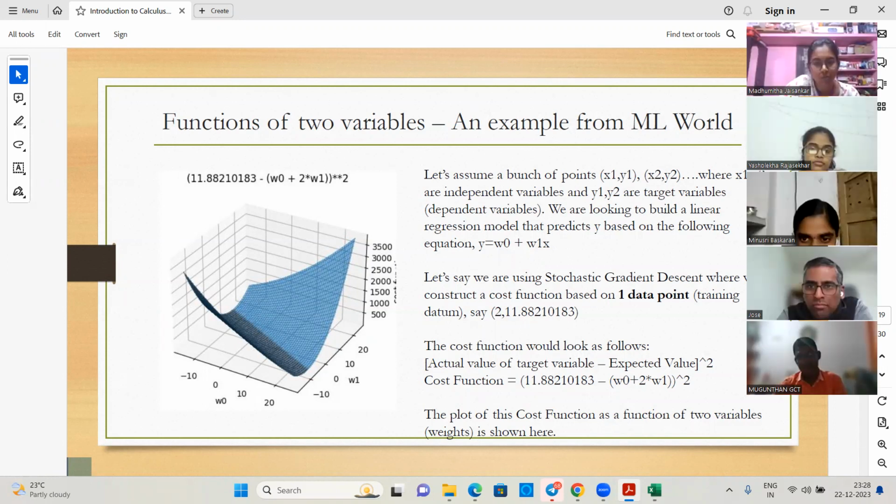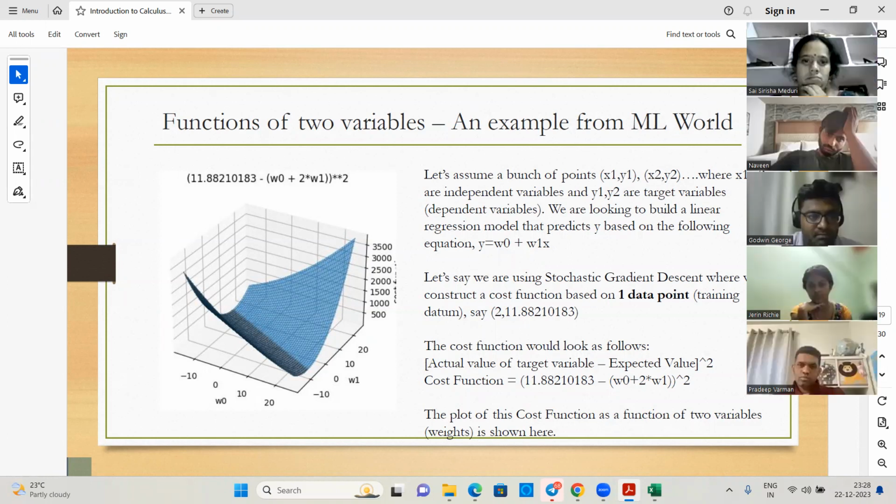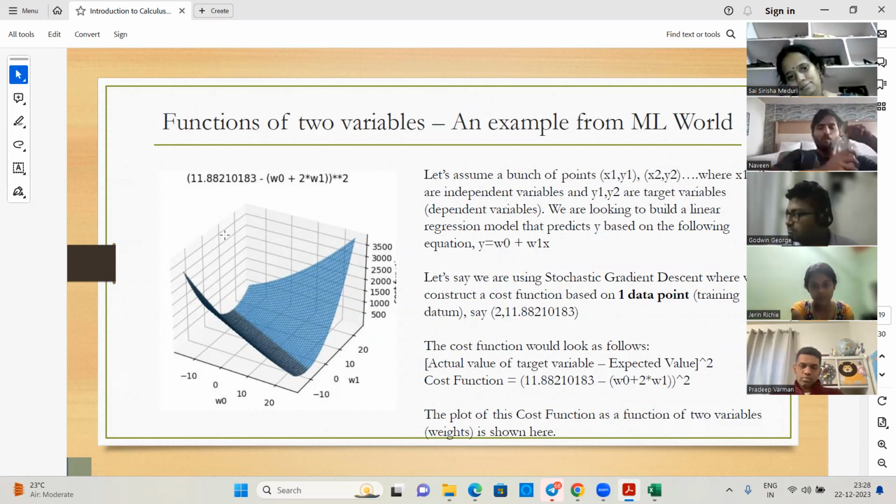Anyone? Okay, I'm going to pinpoint people now. Jaren, you caught my attention. Is that Y? Where is Y? This is the equation. Here's the equation. Here is a graph, or rather the surface. My question is, what is the dependent variable? The independent variables, Sanjay said, are W0 and W1. So what's dependent here?